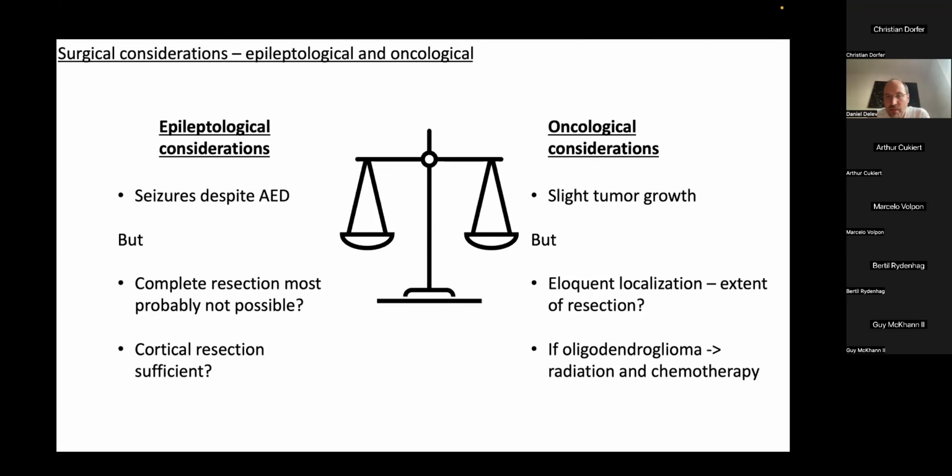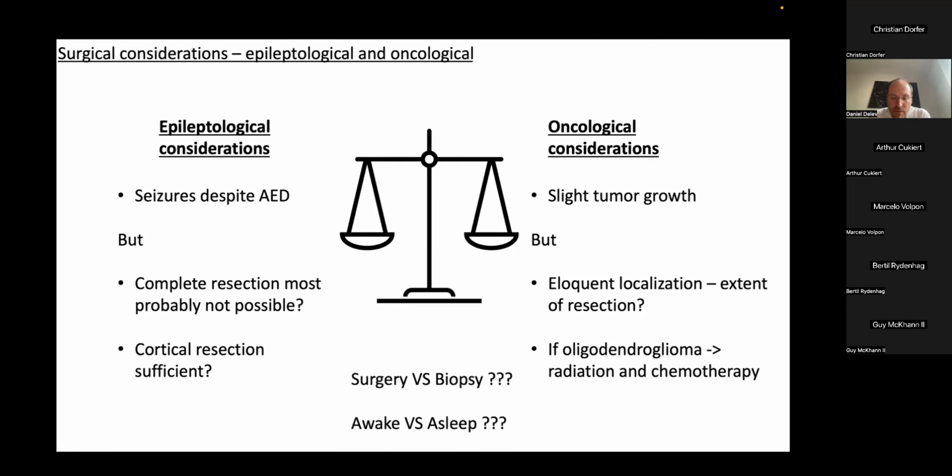And of course, we have the oncological considerations on the other side. It was a slight tumor growth, but it was growing. However, it's an eloquent location again. How large can the extent of resection be? And of course, if we presume that it was an oligodendroglioma because it was growing slowly, we know that if you do a biopsy and then have radiation and chemotherapy, which the patients would actually get, this is a good treatment, additionally to the surgery. But of course, you're not addressing the epilepsy issue.